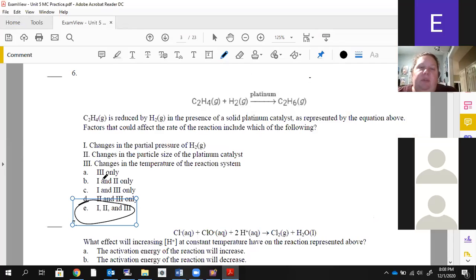Changing the partial pressure of the hydrogen, like I said, is basically the equivalent of changing the concentration of it, since it's a gas. And changing the particle size of the catalyst means that you've got more surface area on the catalyst, so it's able to interact with the reactants more, and so it's going to be able to make that reaction go faster. And then changing the temperature is going to make those particles have more energy. They're going to be able to exceed the activation energy to be able to make the reaction happen. So all 3 of those would be true.